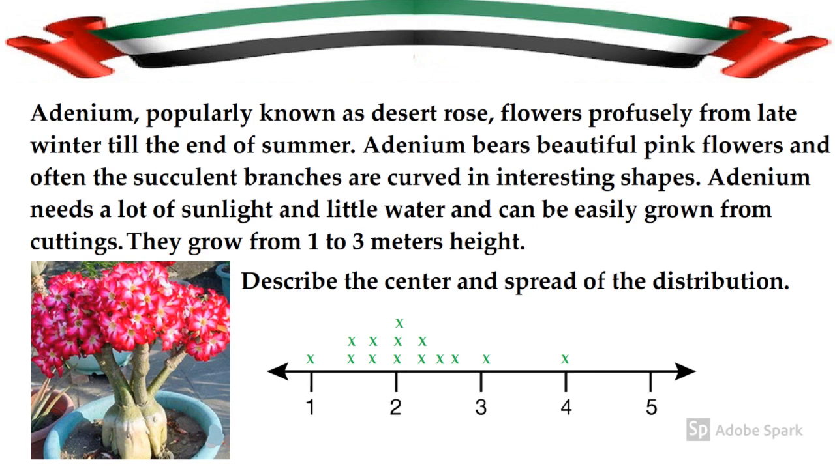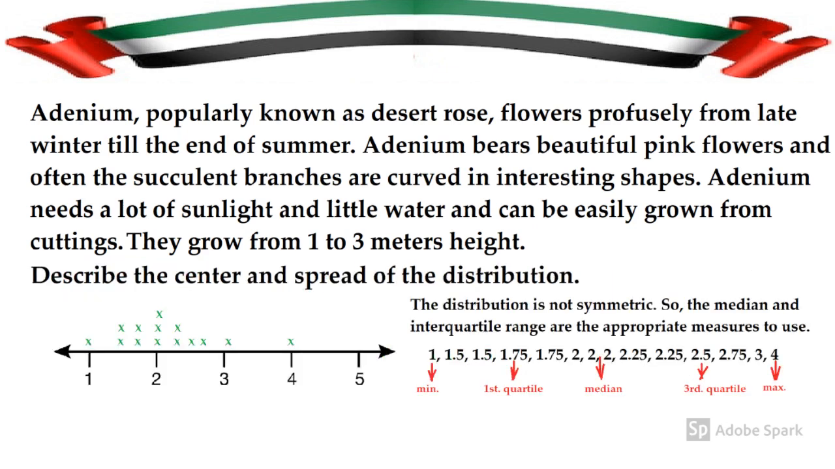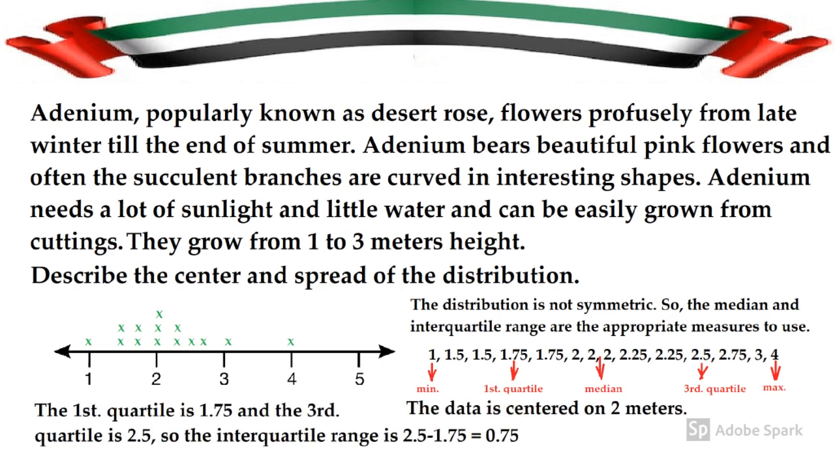Now we are going to describe the center and spread of the distribution. Since the distribution is not symmetric, the median and interquartile range are the appropriate measures to use. Therefore, we are going to get the minimum, maximum, median, and the quartiles. From the arrangement of the data points, from minimum to maximum, the data is centered on 2 meters, which is the median. The first quartile is 1.75 and the third quartile is 2.5.